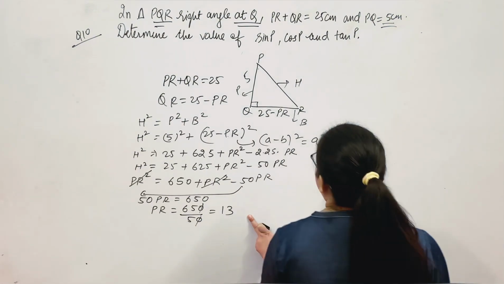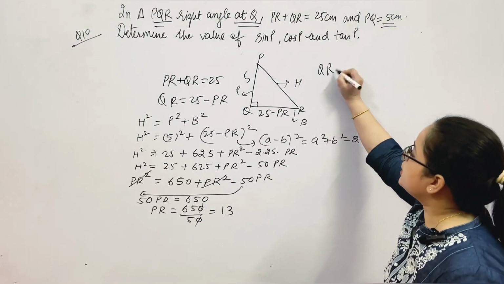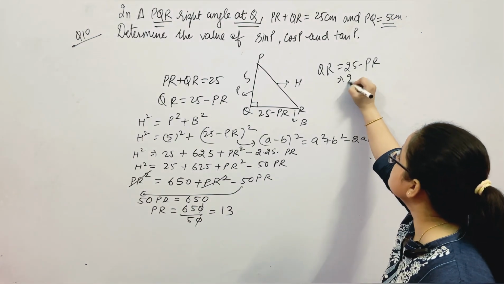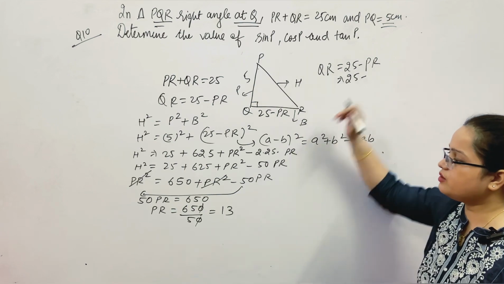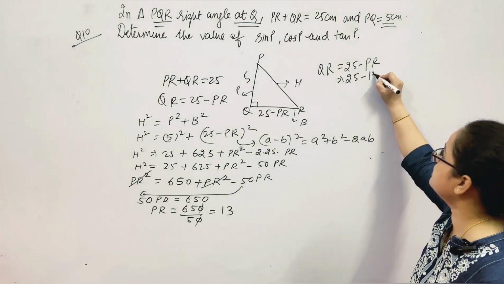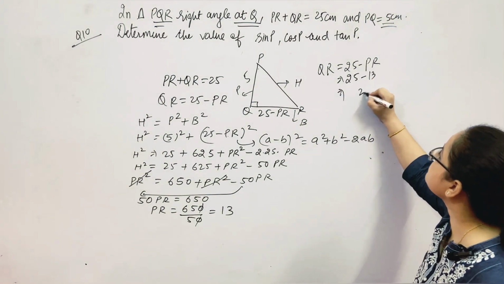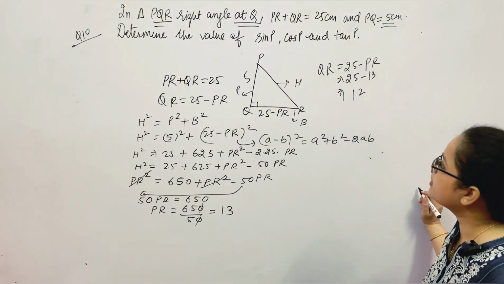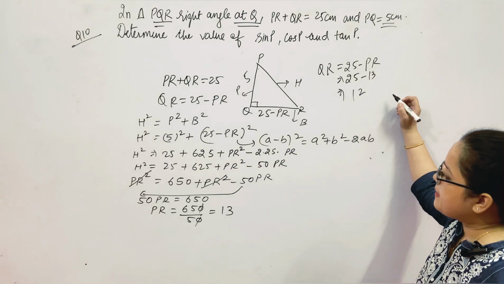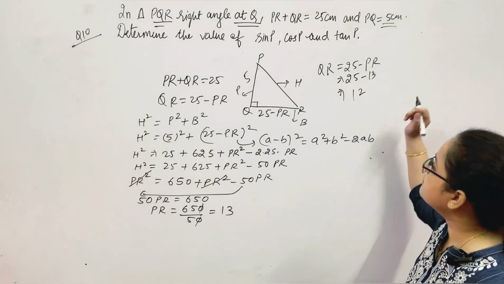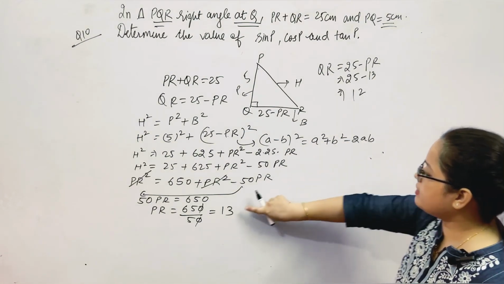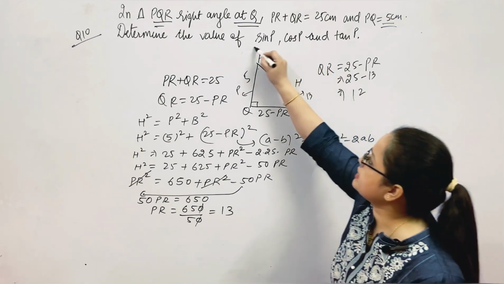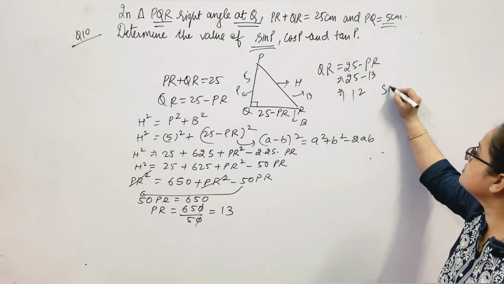QR we will get as 25 minus of PR. That means I'll just replace the value of PR as 13 over here and I'm getting 12 as QR. Okay. So QR is 12 and PR is 13. So what we have to do next? We have to find sin P.